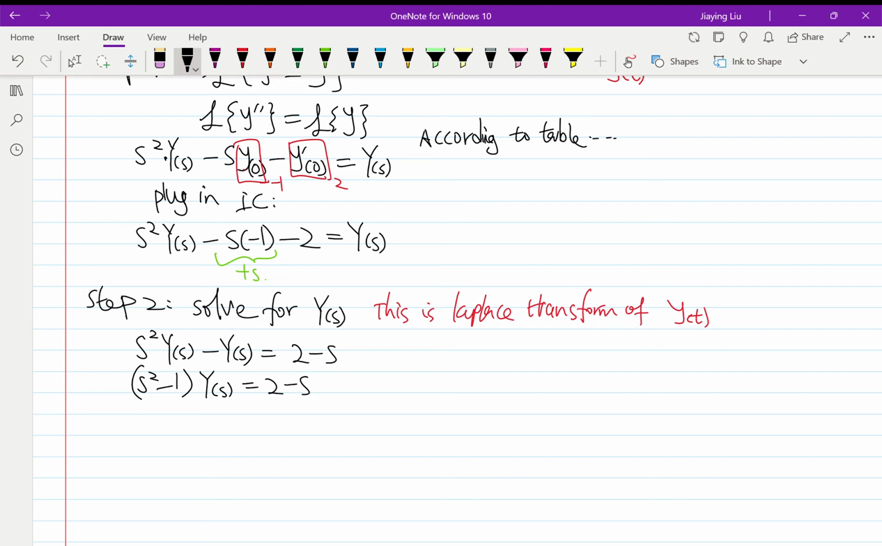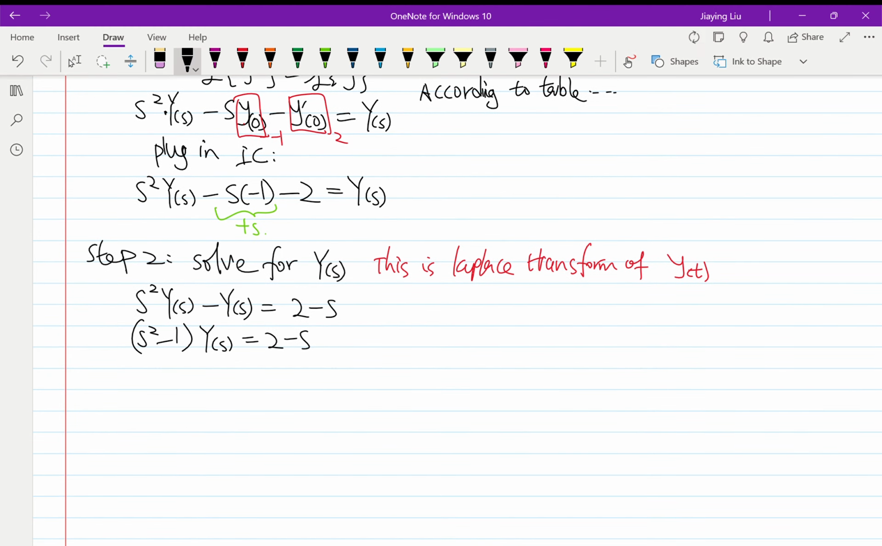So we always solve for capital Y of s. Even though we have s in there, we're not solving for that. We're solving for y of s. And then we're going to divide by the parentheses part, so we get y of s equals 2 minus s over s squared minus 1. So we found the solution, but it's not in the correct form, it's in the Laplace transform form.